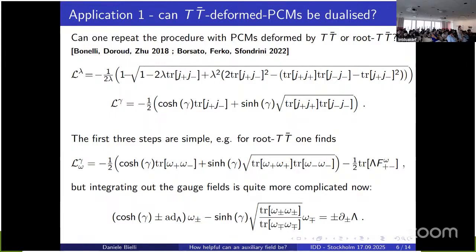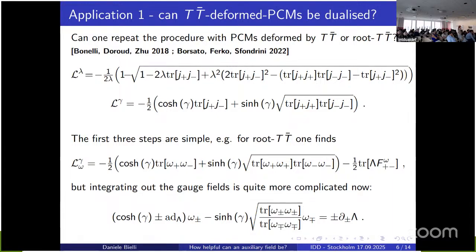So if you try to do this, it is visible that you can more or less easily do the first three steps. You can certainly introduce the gauge field, you can modify the action by introducing the Lagrange multiplier term, and you can gauge fix g to the identity. For example, if you do it in the root-TT-bar case, you get this Lagrangian here. So it all seems to go smoothly so far. The problems come when we have to do the last step, when we have to integrate out these gauge fields and really get the T-dual model.